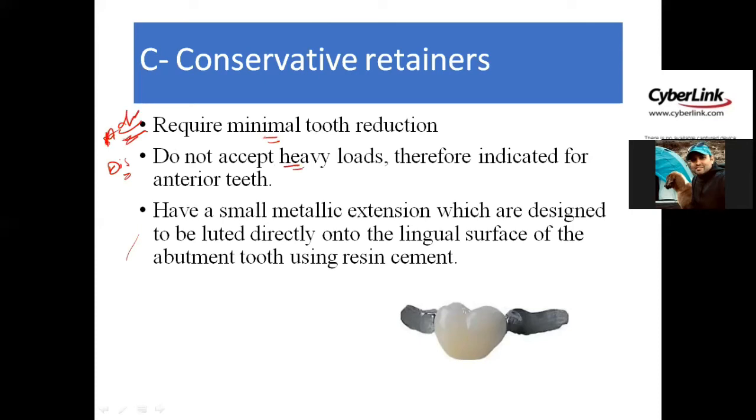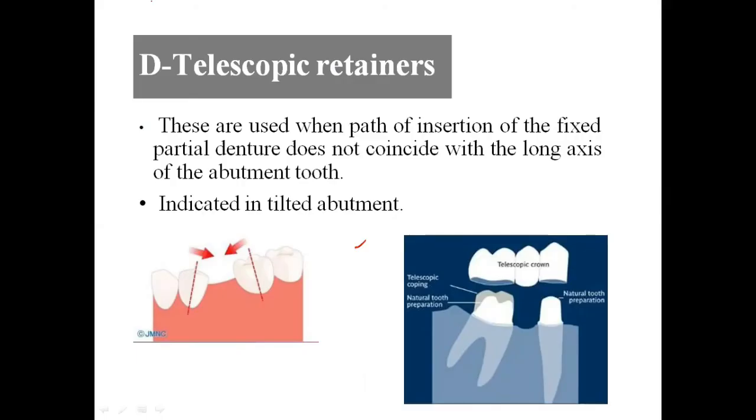Do not accept heavy load, have a small metallic extension. Telescopic retainers. This type of retainer is used when the path of insertion of the fixed partial denture does not coincide with the long axis of the abutment tooth. The design involves the fabrication of two copings, one over the other.